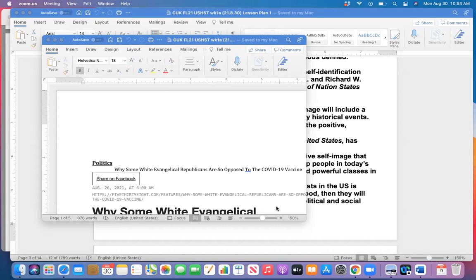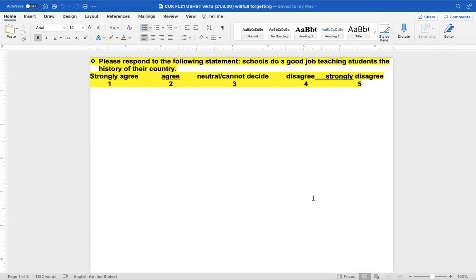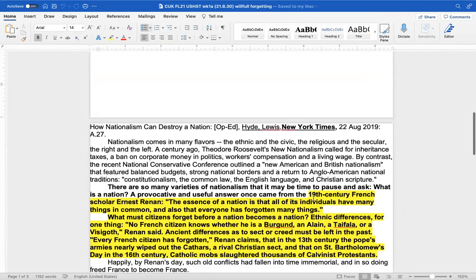And then I show you the results. And there you see the results. So 11 of you can't decide or are neutral. 5 agree that they do a good job, 5 disagree. So pretty much split in the class. So let me go back to that file that I opened. So you can see, please respond to the following statement: schools do a good job, and so you voted on that.